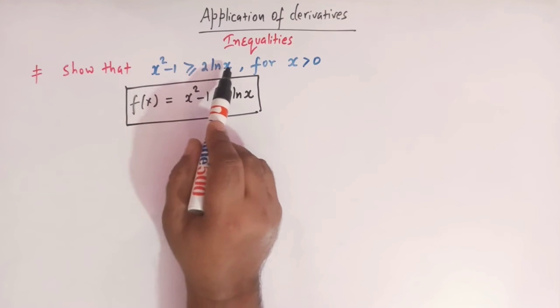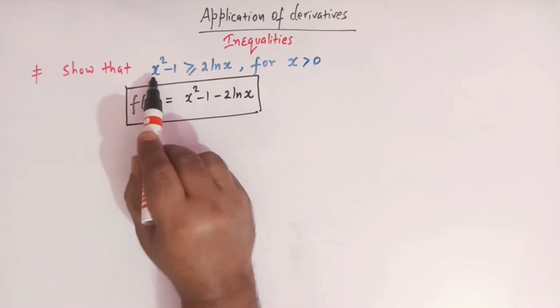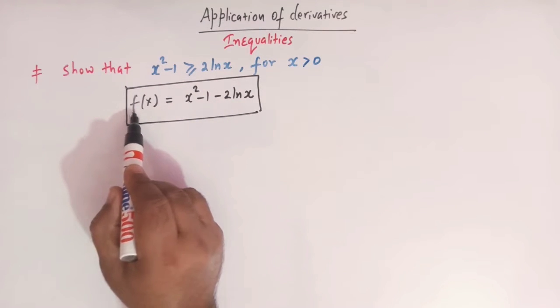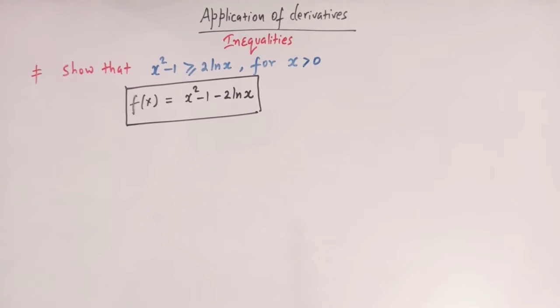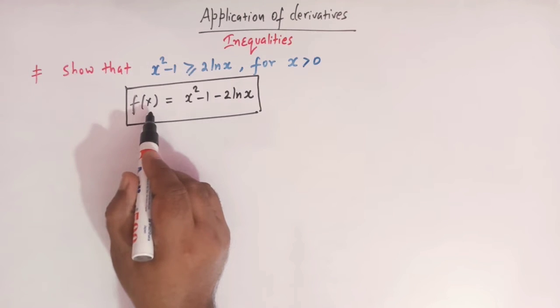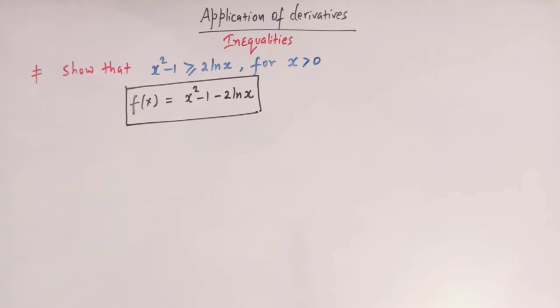So the first step is to assume a function of this form, which can be assumed from the given inequality, right? So we have x square minus 1 minus 2 times log of x equal to f of x. Now we'll differentiate this function with respect to x, and obtain the first derivative and then the second derivative. Then we'll find the critical points or turning points, and then we will apply the second derivative test. So let us see how we can do this.